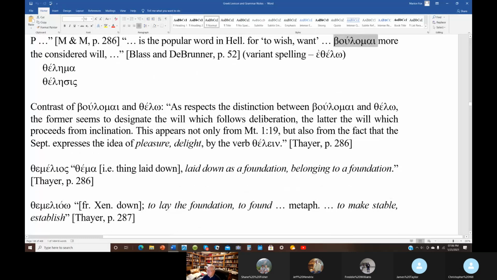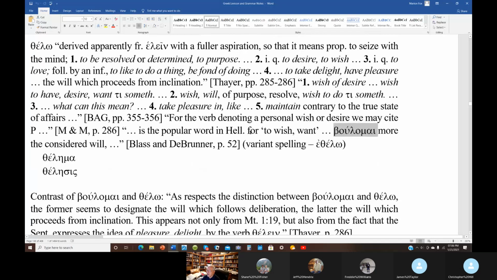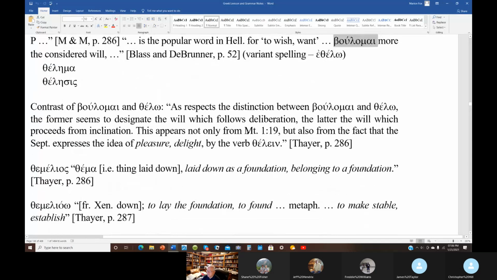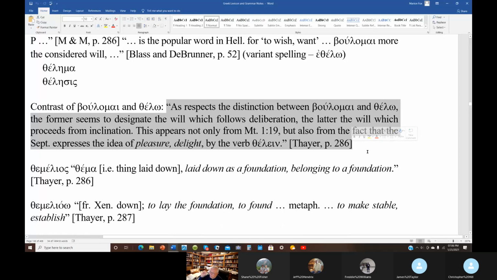Now here's the contrast between them according to Thayer. This is on page 286 of Thayer. Now in this file, it's on page 138. I just went down to find the page. So right here, let's look at it just a minute, because this becomes important. You'll find a passage or two where both of these words are used. Boulomai and thelo, the former seems to designate the will which follows deliberation. So boulomai follows deliberation. And the latter, thelo, is the will which follows inclination.